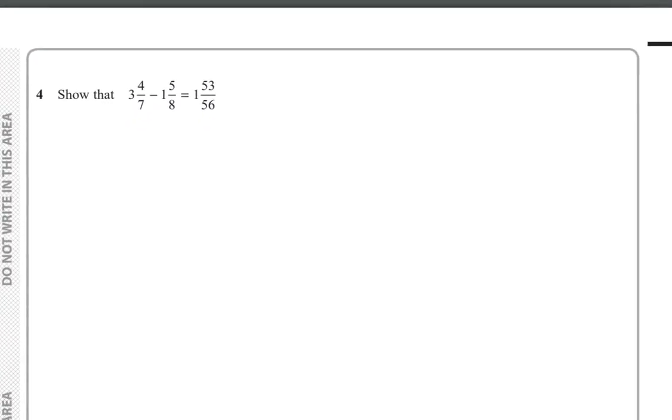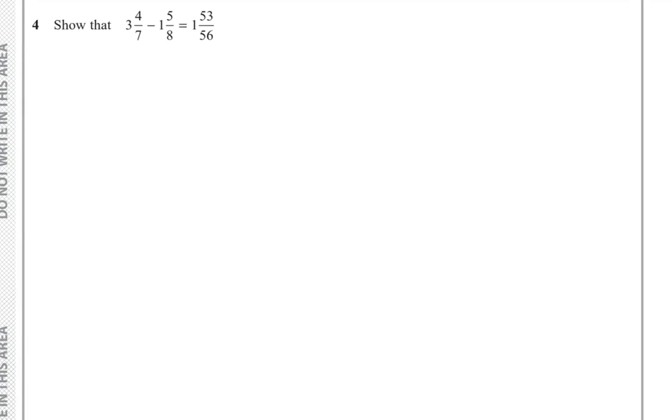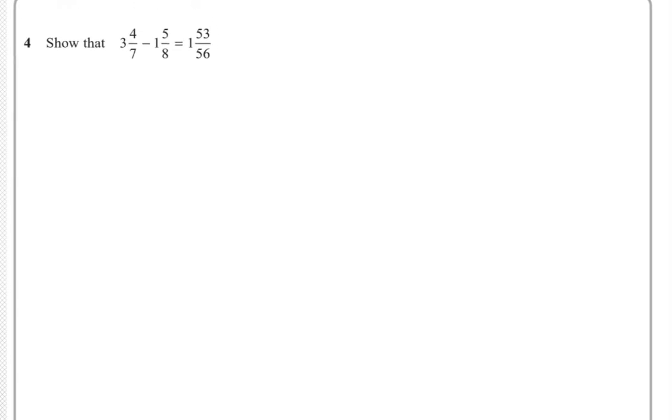Okay, question number 4. Show that. So you've got the answer, so you can't just use your calculator, you've got to show some working. Show that 3 and 4/7 minus 1 and 5/8 equal 1 and 53/56. So again, a number of ways of doing this. I think the easiest and most standard that then works for all fraction questions is the first thing you do is you turn it into a mixed number. So 3 whole ones and 4/7.